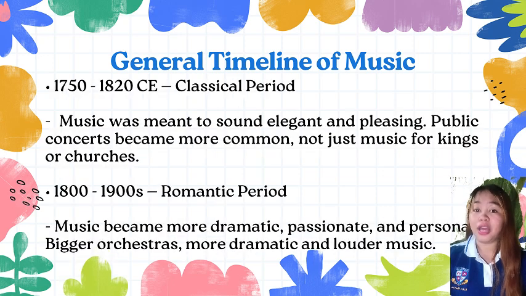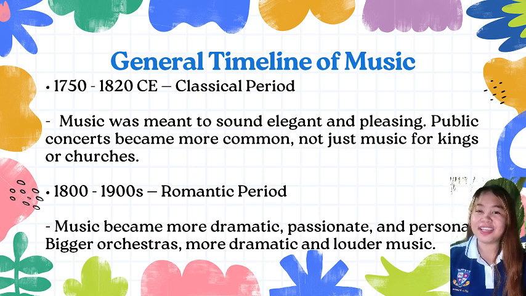After that, we have the Classical period, which happened in 1750 to 1820 Common Era. Then music became elegant, structured, and refined. This is also when public concerts started to pop off, not just for kings and churches anymore. And yes, Beethoven starts here, but wait till the next era.